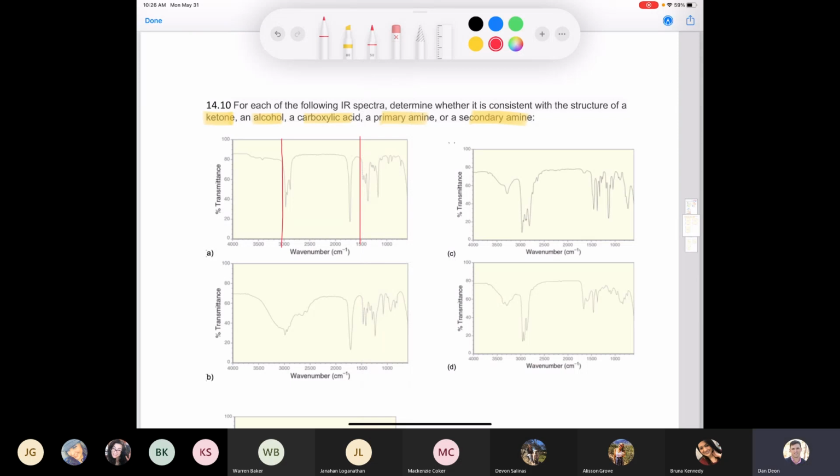Yeah, absolutely. My students are all saying a ketone. Why? Because we know if there's nothing above 3,000 reciprocal centimeters, it's not an alcohol, it's not a carboxylic acid, it's not a primary amine, and it's not a secondary amine. It's none of those things. However, we do have a strong absorbance here around 1700 for a carbonyl. Therefore, it must be a ketone. It can't be any of those other things.